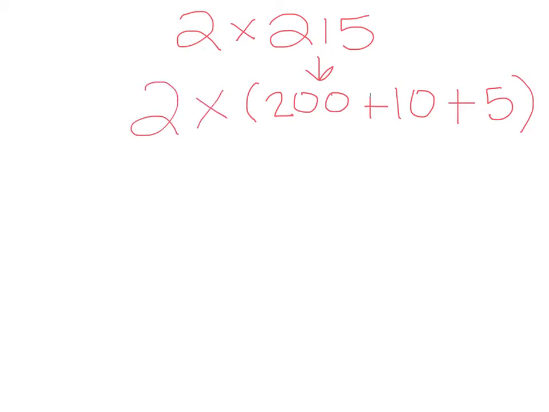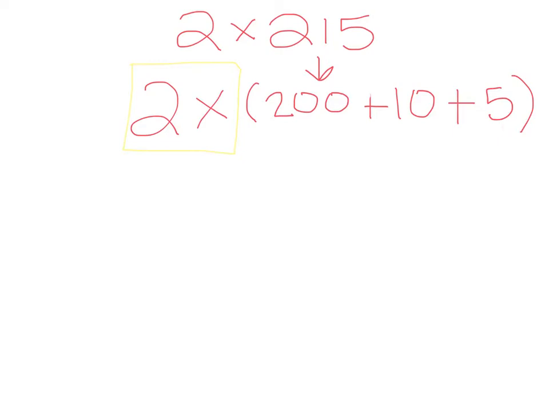Now, if you remember on that front page, I had a stack of Post-it notes, and it was around the 2 and the multiplication sign. I want you to think of that as 2 groups of. So imagine I've got this big stack of Post-it notes, and I need to pass out 2 groups of to each one of these numbers in my expanded form. So I need 2 groups of 200, 2 groups of 10, and 2 groups of 5.